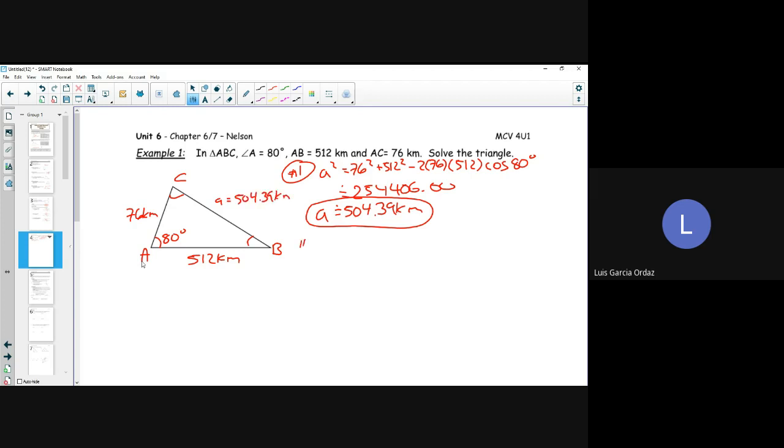So now I'm able to solve for one of the angles. Which law am I going to use to solve for my angle? Sine law or cosine law?